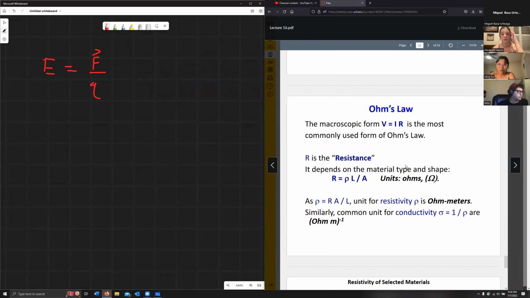Anyway, Ohm's law. The macroscopic form, V equals IR, is the most commonly used form of Ohm's law. R is the resistance. It depends on the material type and the shape. Resistance is denoted with the unit ohms. So rho is equal to this. This is the unit for resistivity. If you're given the resistance of something as well as its length and area, and they ask what's the resistivity, just flip rho and resistance here and you're golden. Resistivity is denoted in ohm meters.